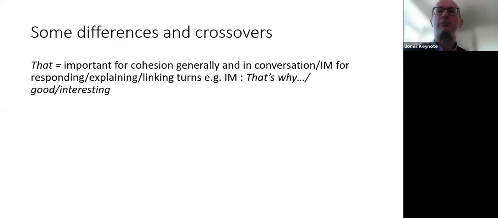So in the instant messaging data, for example, the WhatsApp data, some of the common collocations are "that's why", "that's good", "that's interesting". So the WhatsAppers, if you like, are responding to each other and they're linking what they're saying to turns which have come previously. So it's important for responding, explaining, linking turns, and also creating a kind of cohesion.